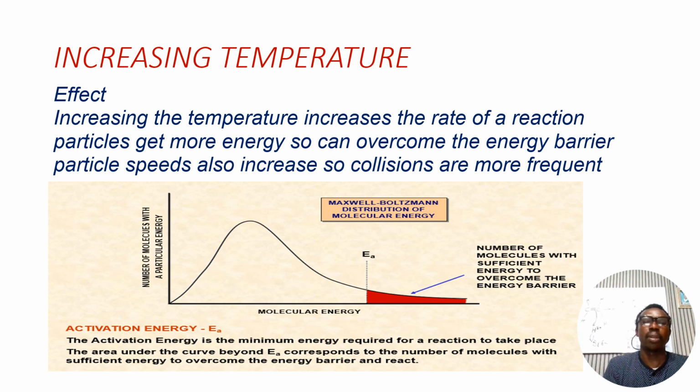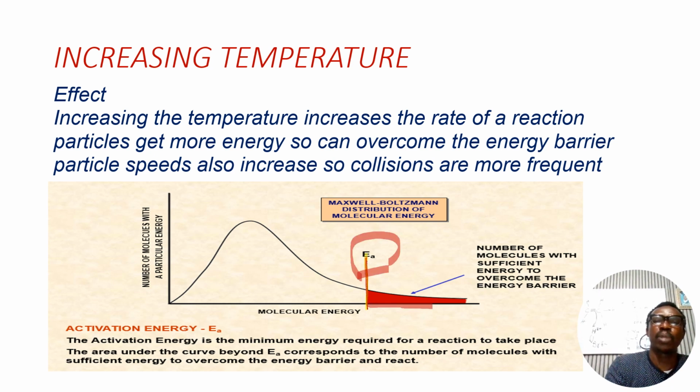On the vertical axis, we have the number of molecules with a particular energy, and then we have the molecular energy. So this is the Maxwell distribution of molecular energy. This is what we call the activation energy. From this point, this is the activation energy.